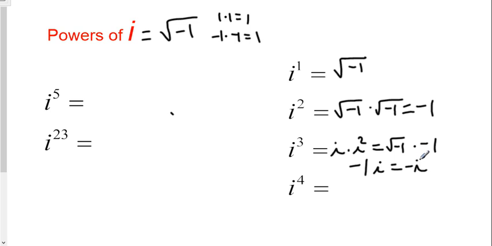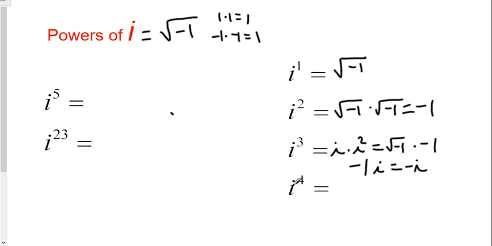If your algebra is pretty good, this shouldn't be hard for you. If this is not making sense to you, then I would just recommend you memorize these things. Let me walk you through this one more time. I times I squared is the same as I to the third. I is the square root of negative 1, and I squared is negative 1. So I end up with negative 1 times I, which is negative I.